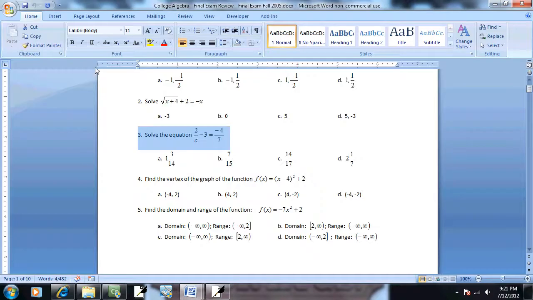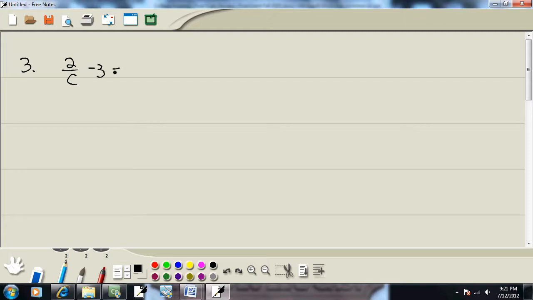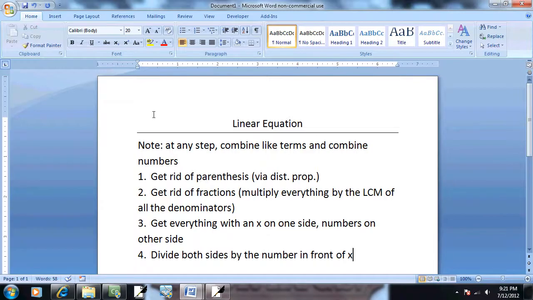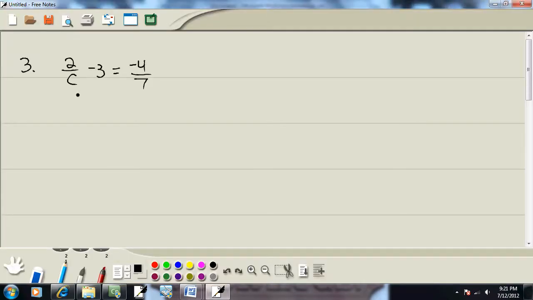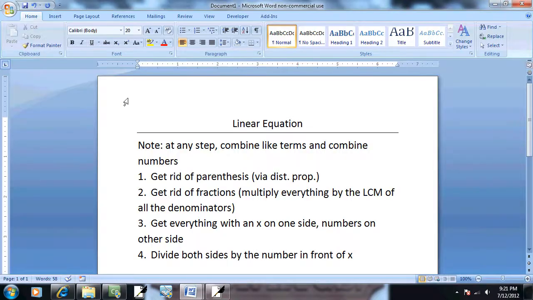2 over c minus 3 equals negative 4 over 7. Now specifically, this would probably be considered a rational equation, but it's such a simple rational equation that I'm just going to go through these steps. Just as long as c doesn't equal 0, we're fine.